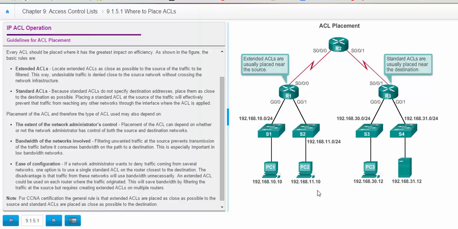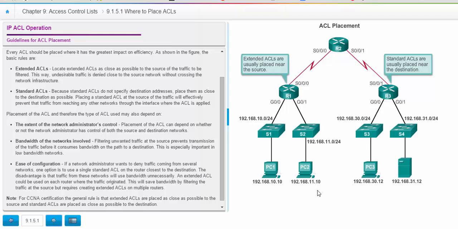All your ACLs should be placed where they're the most efficient and where they're going to have the greatest impact on your network. With extended ACLs, you're going to locate those as close as possible to the source of the traffic to be filtered. This way, undesirable traffic is denied close to the source network without crossing the network infrastructure.